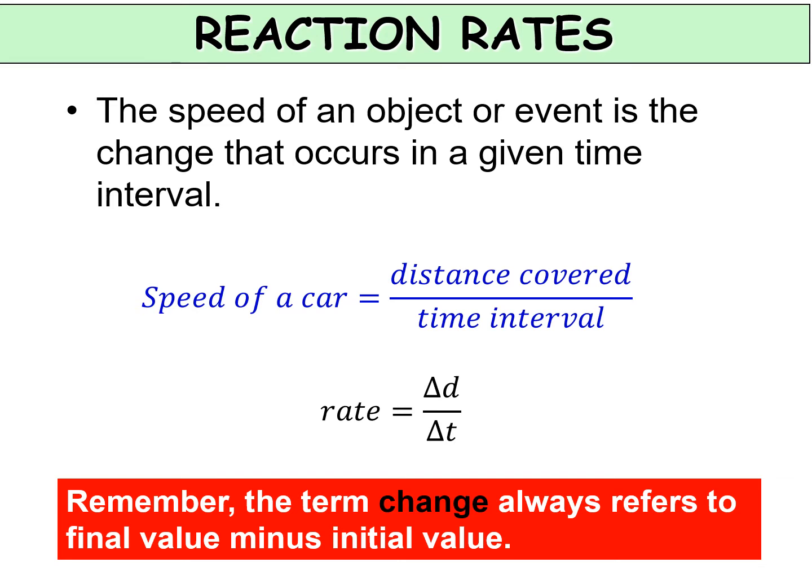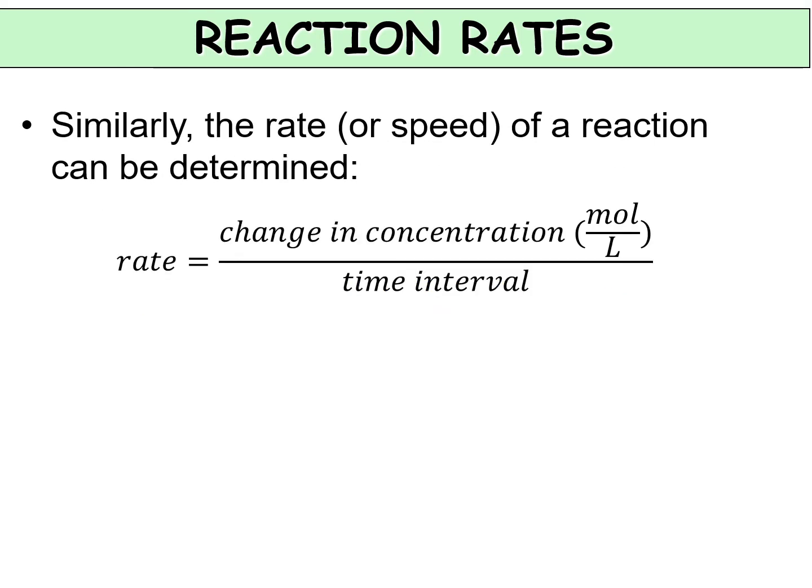Similarly for the time, you look at the clock when you leave, you look at the clock when you arrive, and you go final minus initial. That gives you the amount of time that it took to travel. So it's always final minus initial. For reaction rates, it's very similar. We just measure different things.